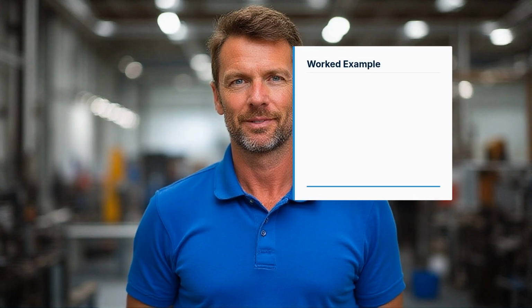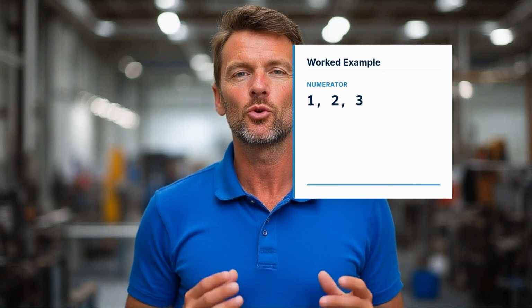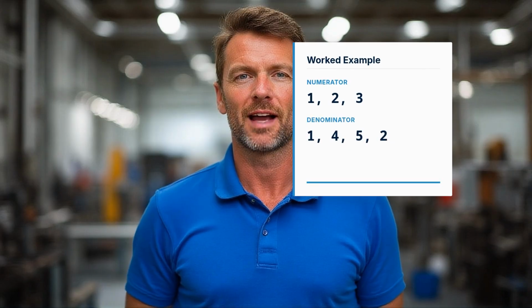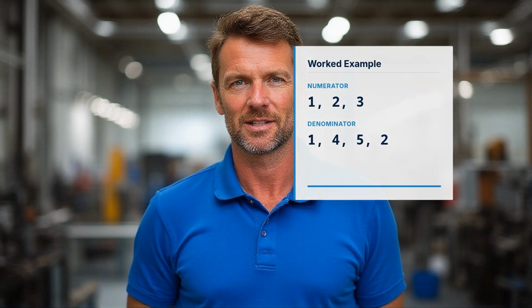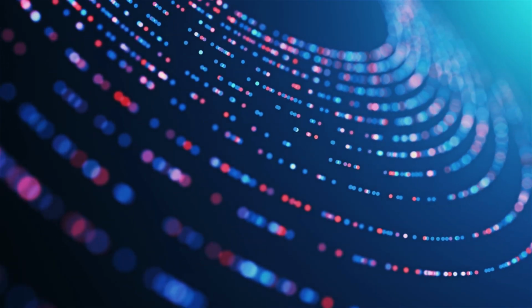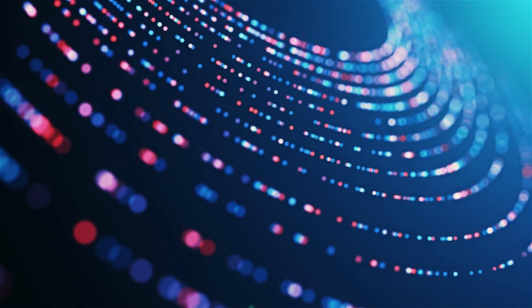For our worked example, I'll enter 1, 2, 3 for the numerator coefficients and 1, 4, 5, 2 for the denominator coefficients. After clicking Convert to State Space, the calculator generates the state space matrices.